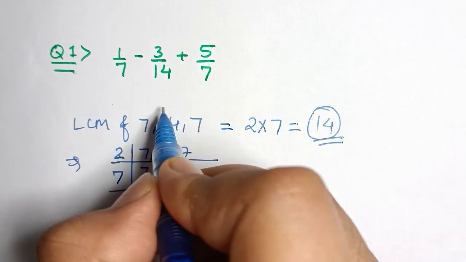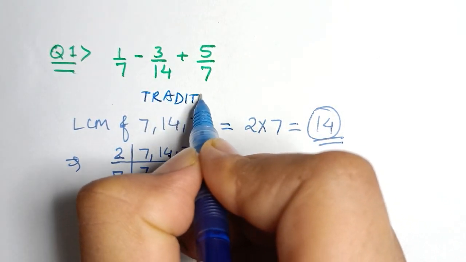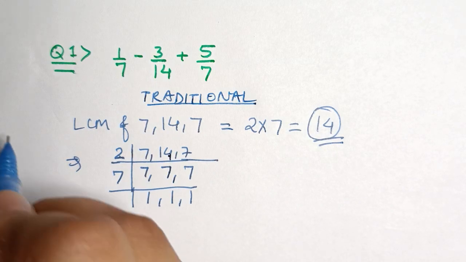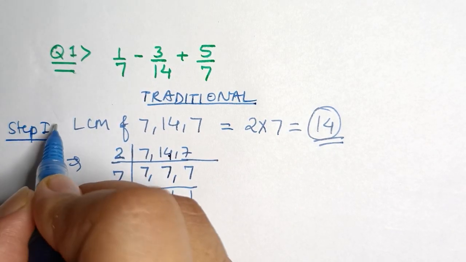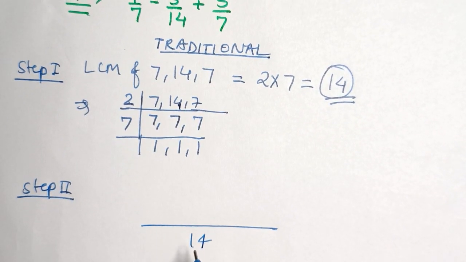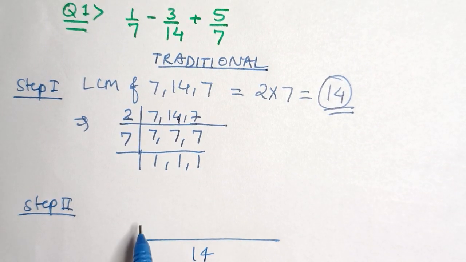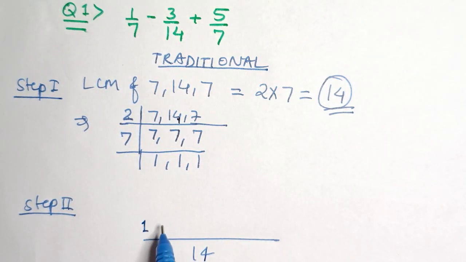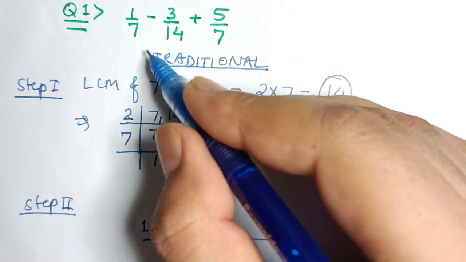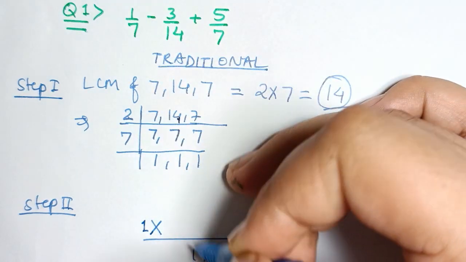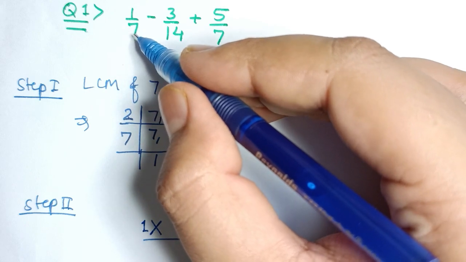So this is the traditional method. I am solving the traditional method. 14 is your LCM. That was your first step. Now the second step: write down the LCM in the denominator, and after that write the numerator of the first fraction, which is 1. Write 1, then the sign of multiplication. Then divide this LCM 14 by this denominator. When you divide 14 by 7, how many times will it go? 7 twos are 14, so 2 times.